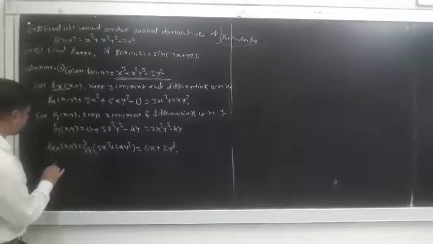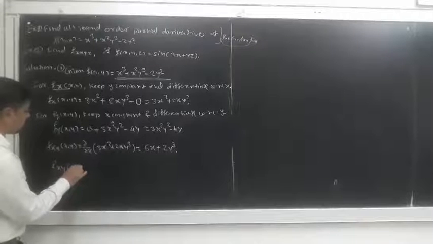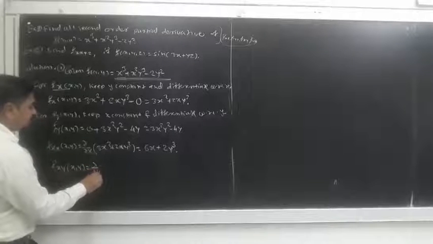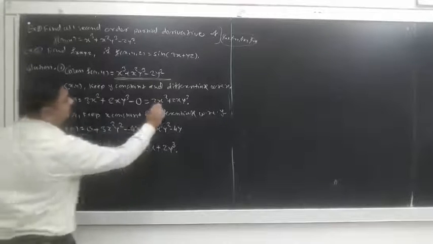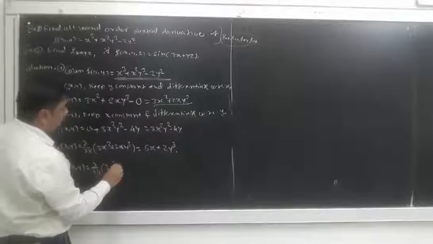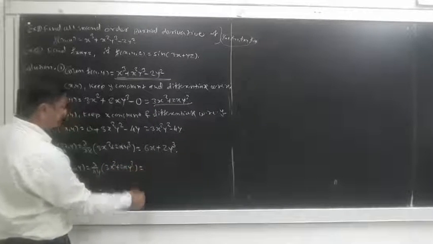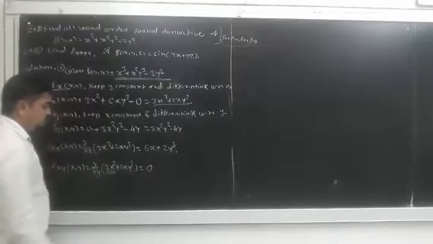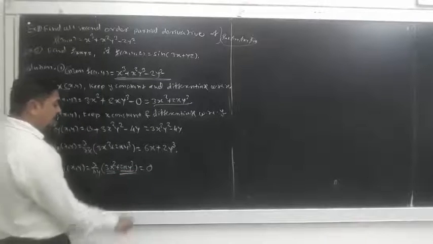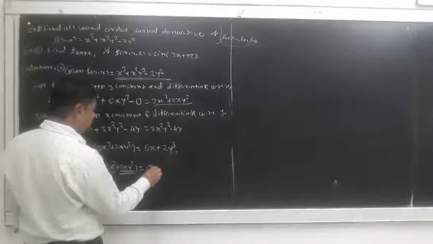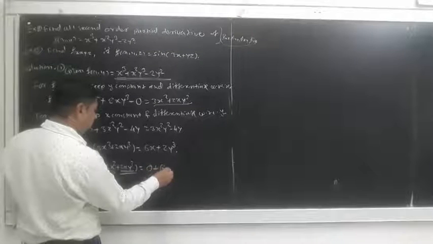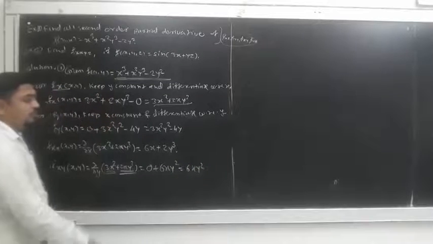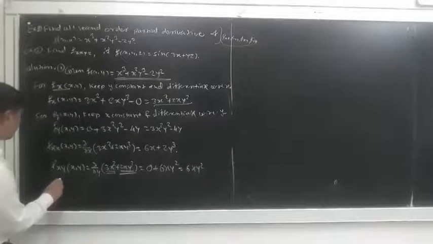What is next? What do we have to find? fxy. That is the derivative of fx with respect to y. Our fx is 3x² + 2xy³. Here x is constant, so the first term is 0, and the derivative of y³ is 3y², so it is 6xy². So our answer is 6xy².